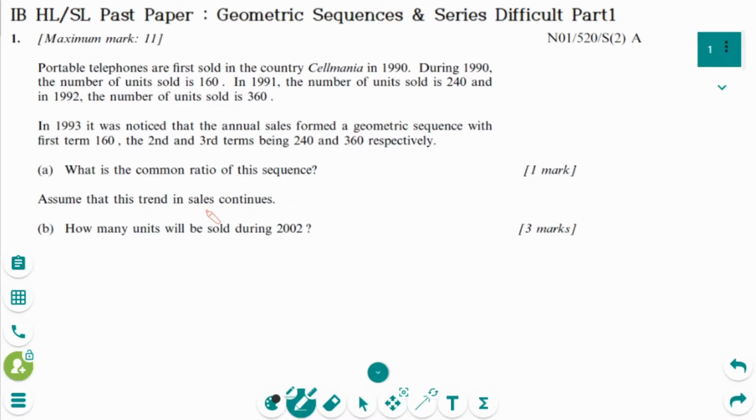This video will cover difficult Part 1 questions regarding the topic of geometric sequences and series. This is the first question. It is the November 2001 essay paper 2 method question.